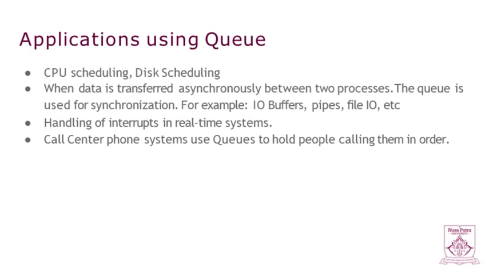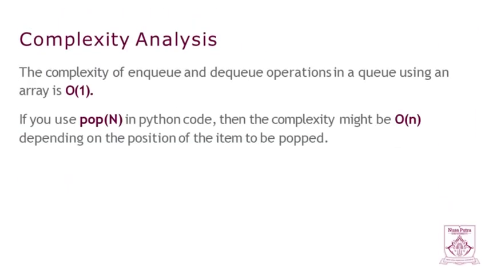And queues used in computers can be used in CPU scheduling. And when data is transferred asynchronously between two processes, the queue is used for synchronization and handling of interrupts in real-time systems. Call centers and phone systems also use queues to hold people calling them in order. I hope that is clear enough.